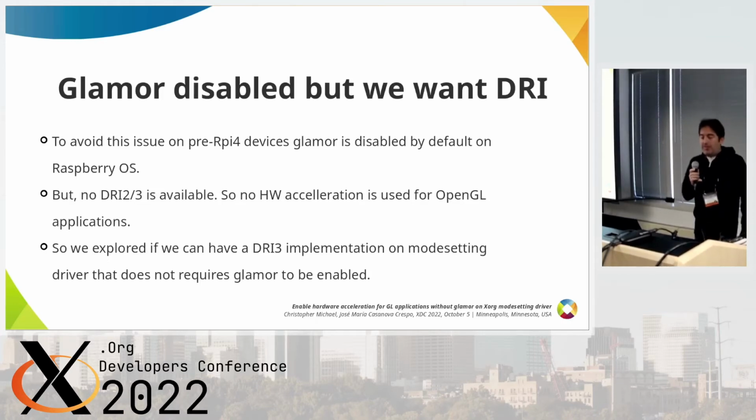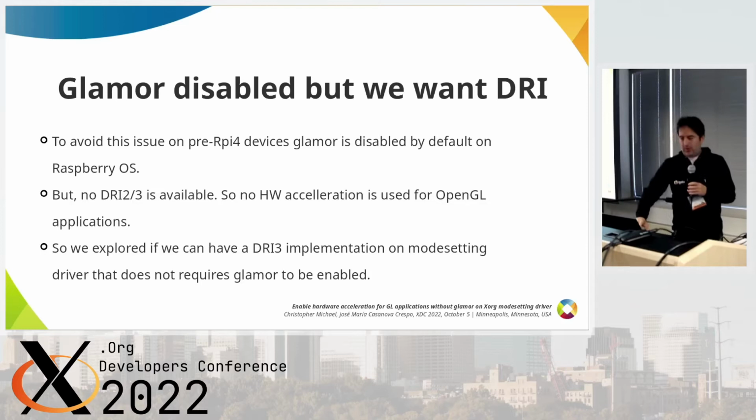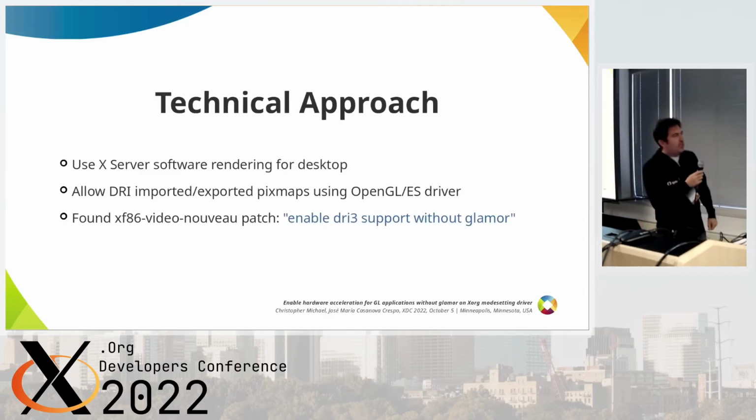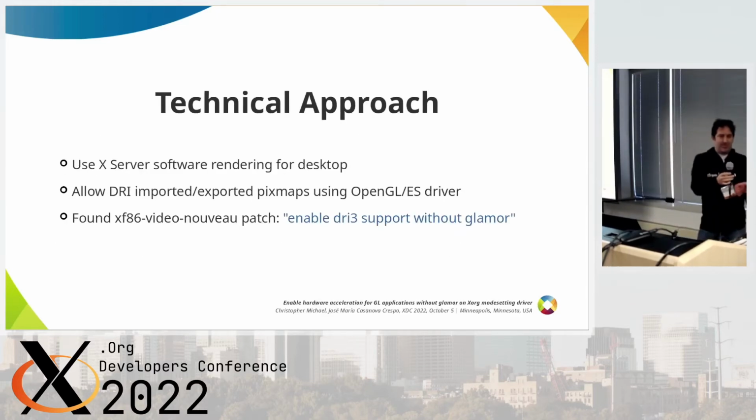So at that moment, DRI is not available, so all the OpenGL that can be used is software rendering. So we were exploring whether we can have a DRI3 implementation on the modesetting driver that does not require Glamor to be enabled. That is the work that we have been doing. So Christopher will continue with the technical approach for this work.